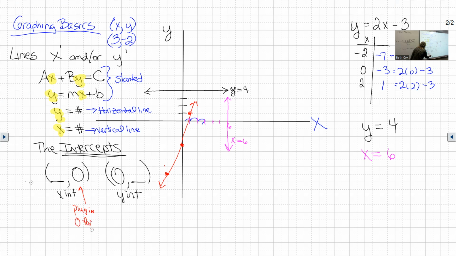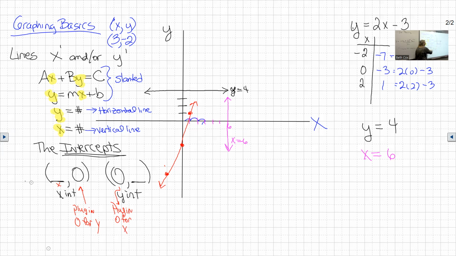Now, again, you're like, which one's the x, which one's the y, and how do you know? A, B, C order. It's called an ordered pair, ABC order. So this is the X number. Plug in 0 for Y, calculate the X. This one you're going to plug in 0 for X and calculate the Y. So those are the 2 points.